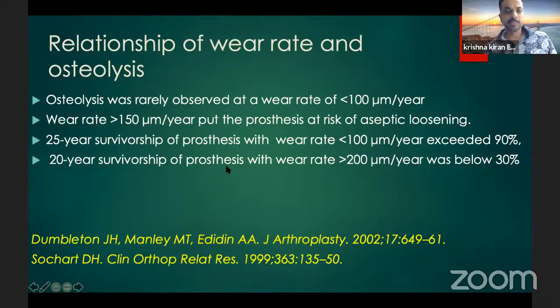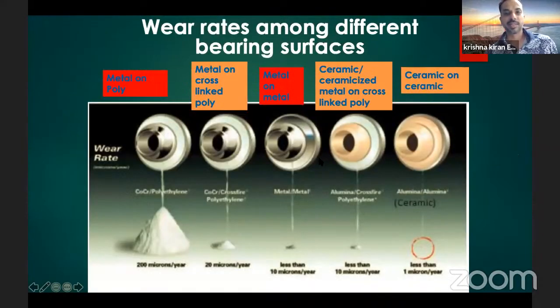So when we look at the relationship of wear rate and osteolysis, this is a landmark paper which suggested that osteolysis was rarely observed at a wear rate of less than 100 microns per year. And if the wear rate was more than 150 microns per year, the process is at a higher risk for aseptic loosening. Mind you, all this data is with the conventional polyethylene, which we hardly use in our modern total hip arthroplasty. So they found that a 25-year survivorship of prostheses with wear rate less than 100 microns per year exceeded 90%, while the 20-year survivorship of prostheses with a higher wear rate, more than 200 microns, was below 30%. So it's an important parameter which one must look at while selecting the bearing.